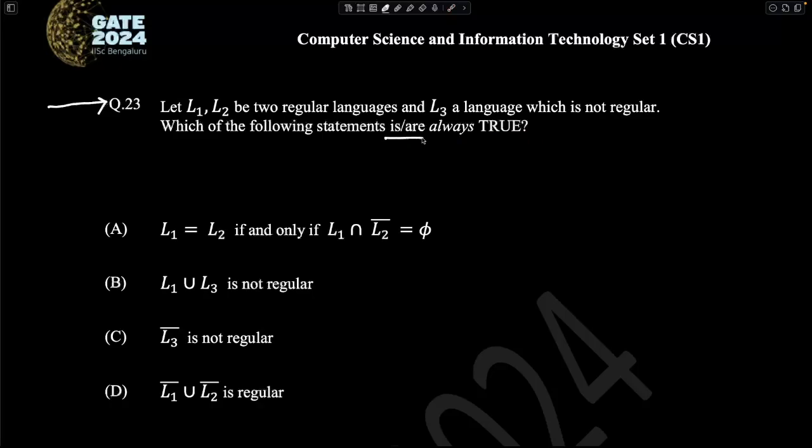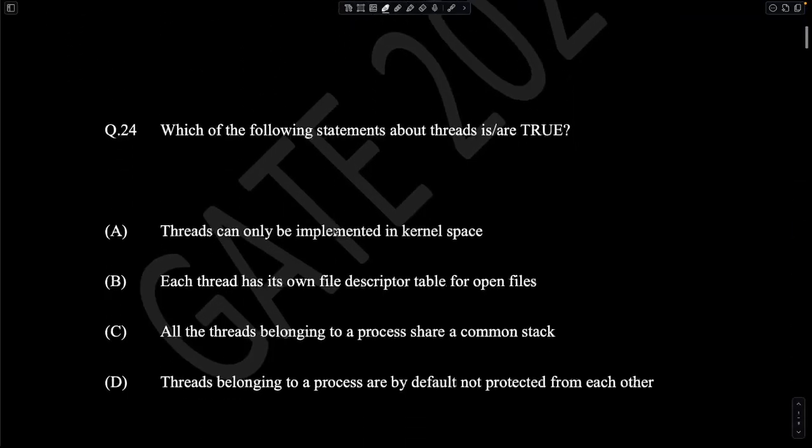The "is/are" part here tells us that this is an MSQ type of question, multiple select question, and the "always" part tells us that every reasonable interpretation of all the options must always be true, right? So let's go to every single option and analyze from there. The first option states this. Let's write it in a separate place and then start from there.